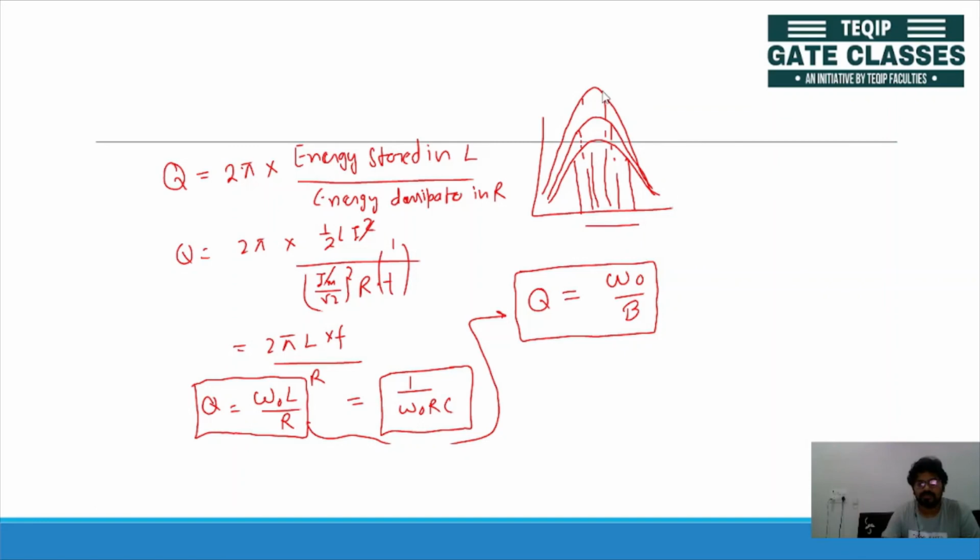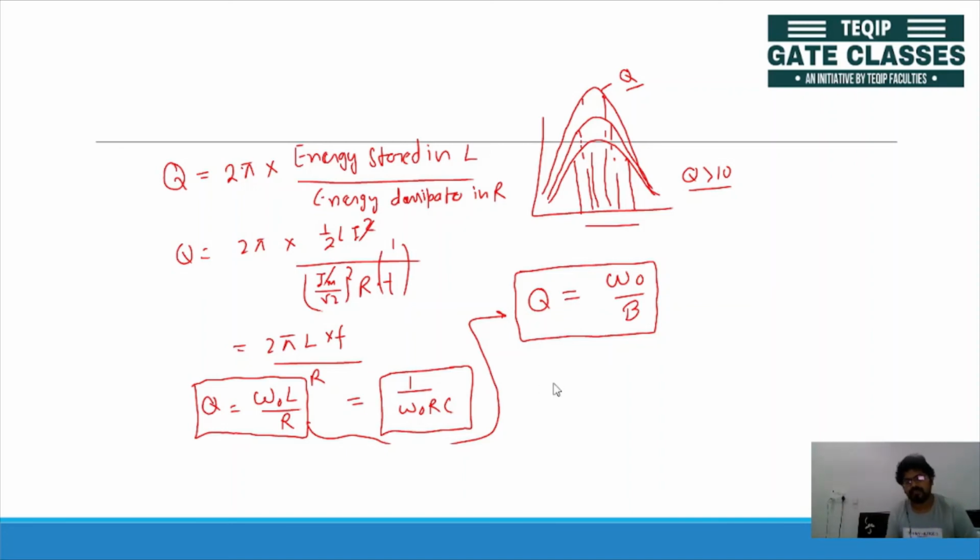So quality factor is inversely proportional to your bandwidth. Okay, so this diagram has the highest quality factor. Okay, so highest quality factor means your Q should be greater than 10. It is a unitless quantity.